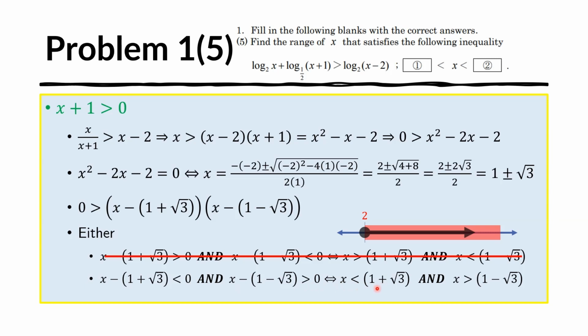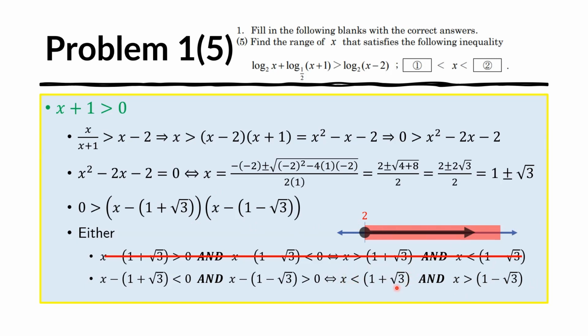If we solve for x there, we just move terms to the right: x must be less than 1 plus square root of 3, and x must be greater than 1 minus square root of 3. So x must be to the right of this number, from 1 minus square root of 3 to the right. And again, we've already eliminated everything less than 2, so it should only be to the right of 2. This condition is fine because it just says to the right of this number, and certainly these values are to the right of that number.